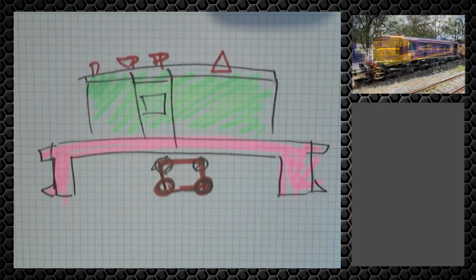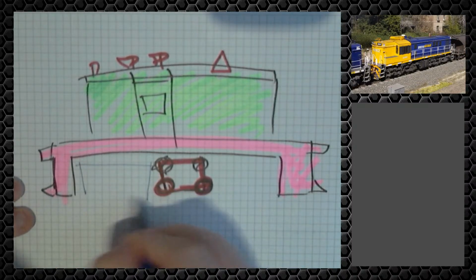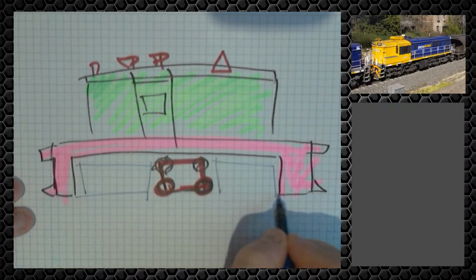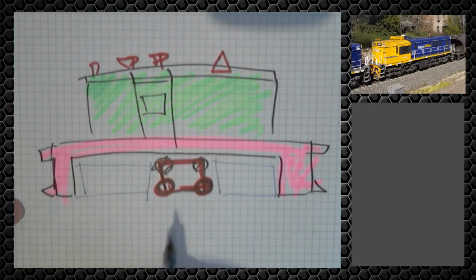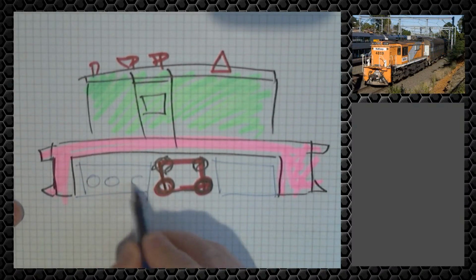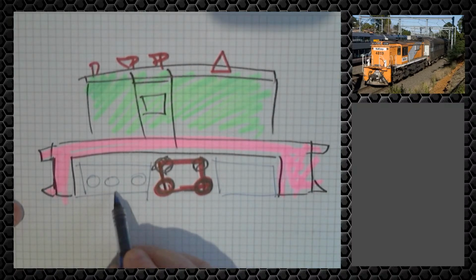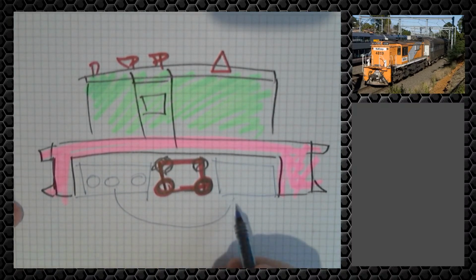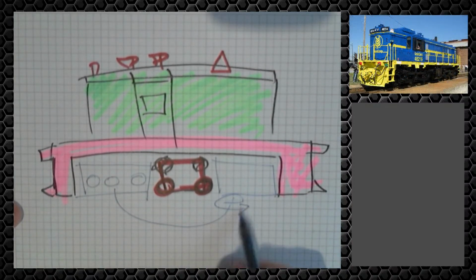Bogies. I want the bogies in one piece as well. The best part about these bogies is I'm going to be able to take this 1, 2, and 3, bring it over and flip it, and it should be exactly the same.